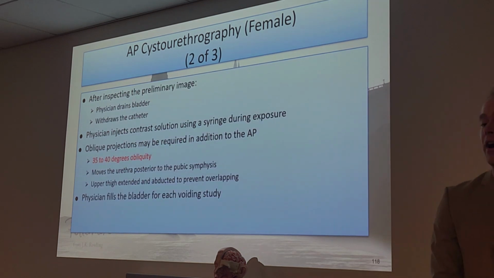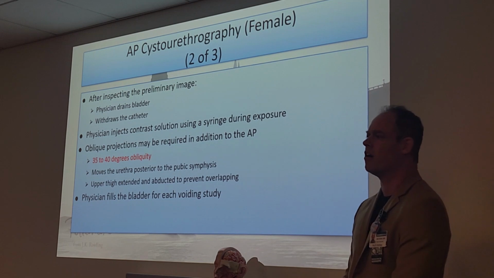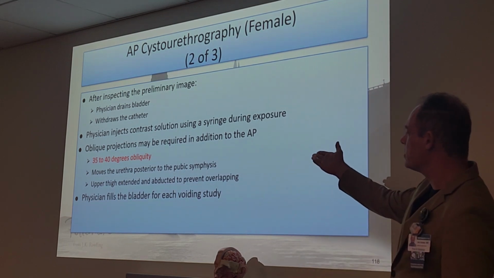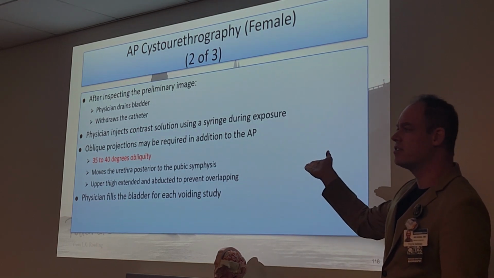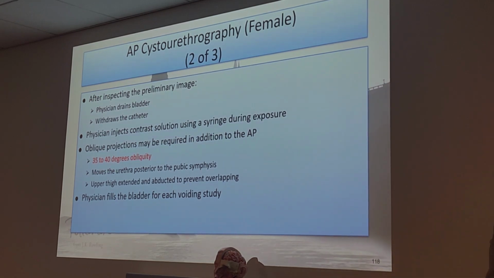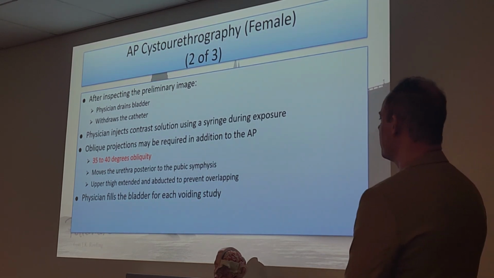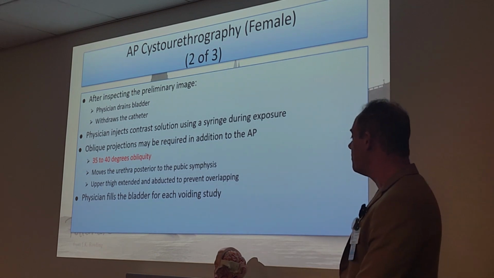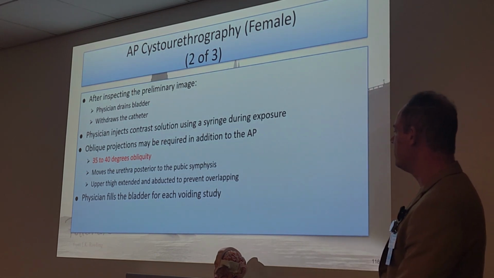All right, so while obliques are not required for the females, if they do request it, which is very rare, and usually they can see everything fine on the AP, they're gonna do it the same way as the male, 35 to 40 degrees, exact same way. And that will actually move the urethra more posterior to the pubic symphysis, giving a little bit of an extra view of that area if there's something going on. And the upper thigh will be extended and abducted to prevent overlapping as well.